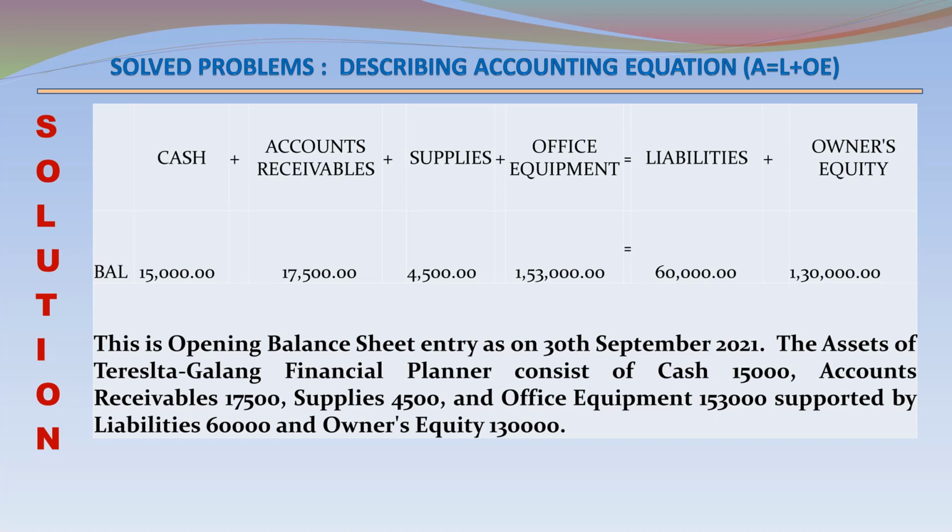Balance: 15,000 cash, 17,500 accounts receivable, 4,500 supplies, office equipment 153,000, liabilities 60,000, owner's equity 130,000. This is the opening balance sheet entry on 30th September 2021. The assets of Galang Financial Planner consist of cash 15,000, accounts receivable 17,500, supplies 4,500 and office equipment 153,000, supported by liabilities 60,000 and owner's equity 130,000.